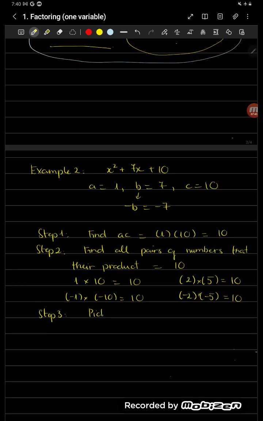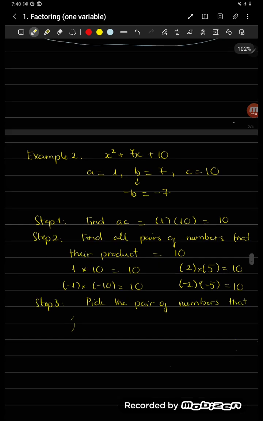We pick the pair of numbers having their sum equal to negative 7, because it's negative b, right? So we can calculate very quickly.